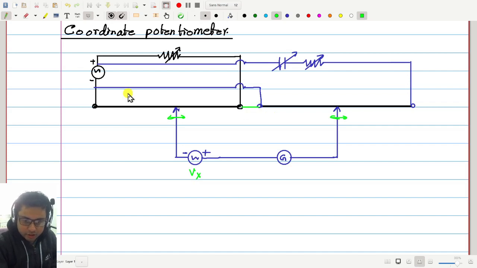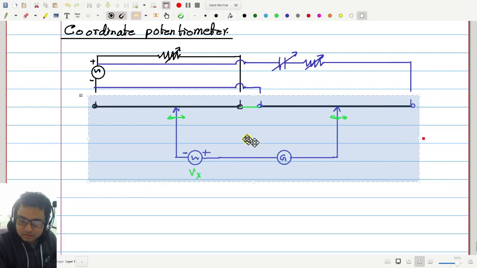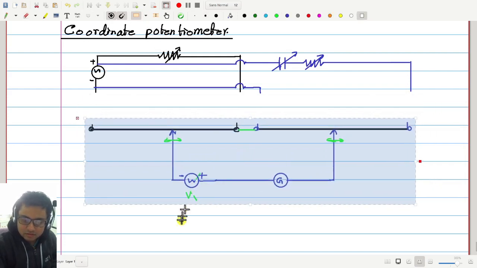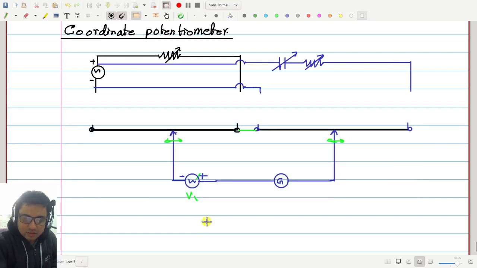So all we need to do is this. We need some isolation. So let me, instead of connecting these sources directly, connect them through an isolation transformer.